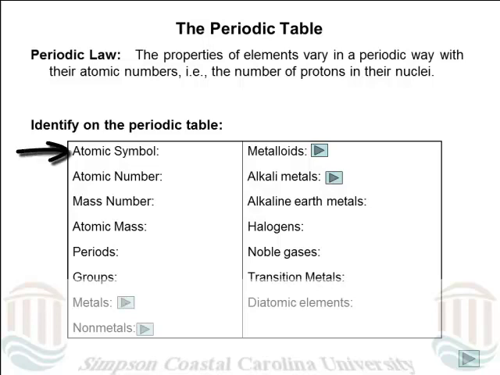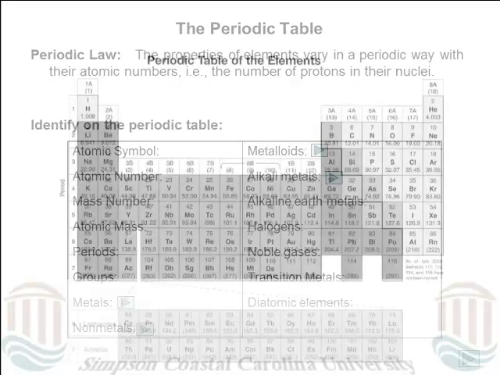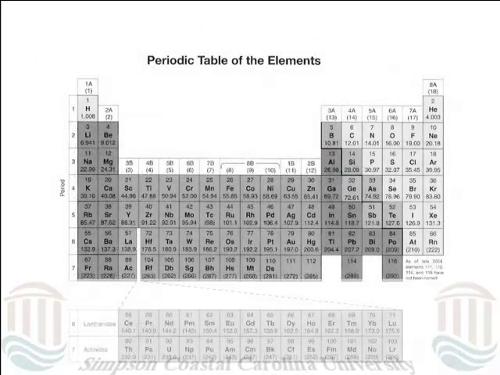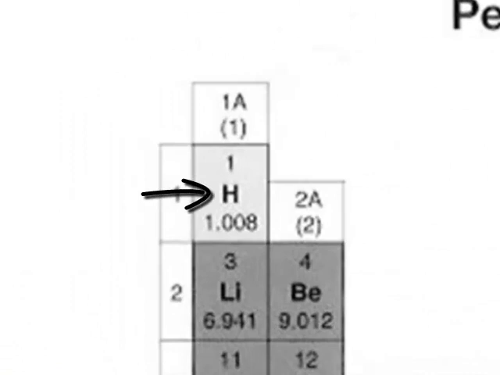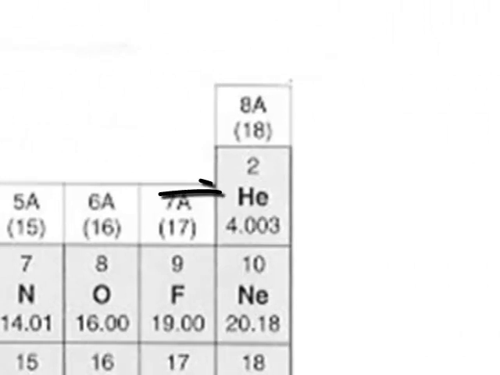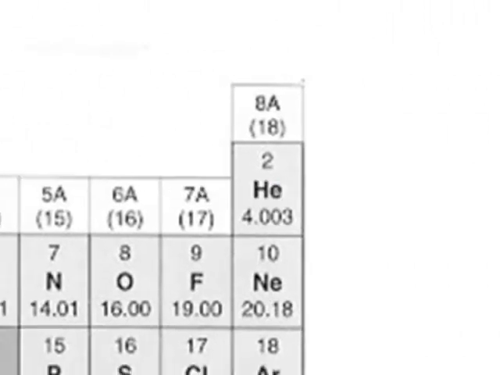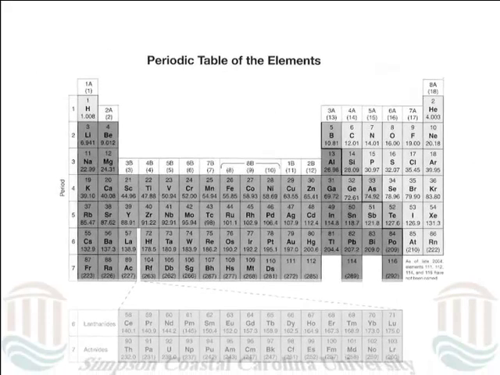The first one is going to be the atomic symbol. If we're looking at a periodic table, atomic symbol is going to be those bold letters that represent the elements. They're shorthand notation for the elements. So for example, H stands for hydrogen. He stands for helium. Those are the atomic symbols. And they're just quick ways of us writing down what these elements are.